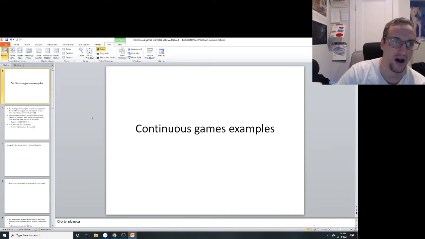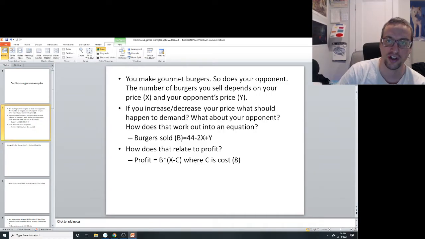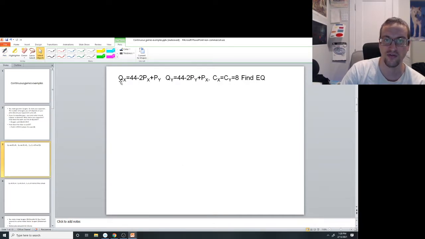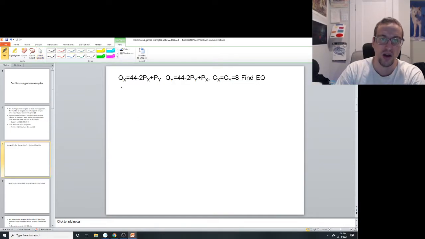Just a refresher. This is the gourmet burger one. We had burgers sold, b equals 44 minus 2x plus y, and the cost was 8. So how do you get profit? Here's the demand curve for x and the demand curve for y. You'll notice they're symmetric, so that's going to save us a lot of time, because we can just do x and say that y is basically the same.